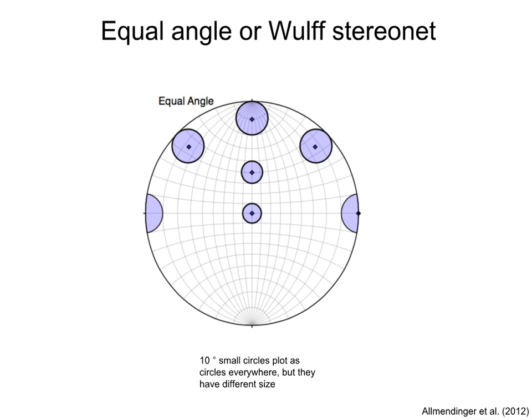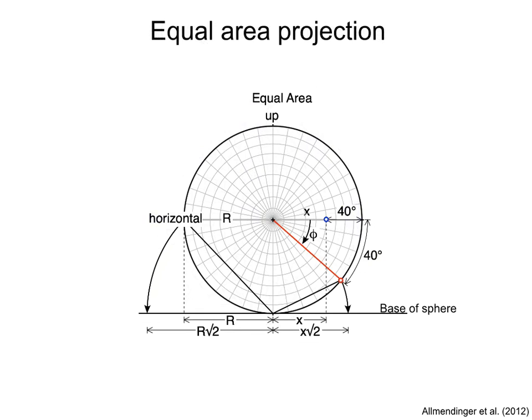This is not very good for looking at the distribution of data, for example lines on the stereonet, because equally distributed data will look more concentrated towards the center of the stereonet than near the primitive. Therefore, in this class, we will use another type of projection called the equal area projection.